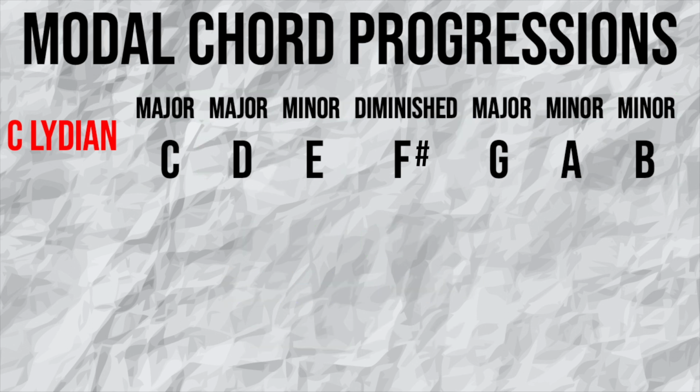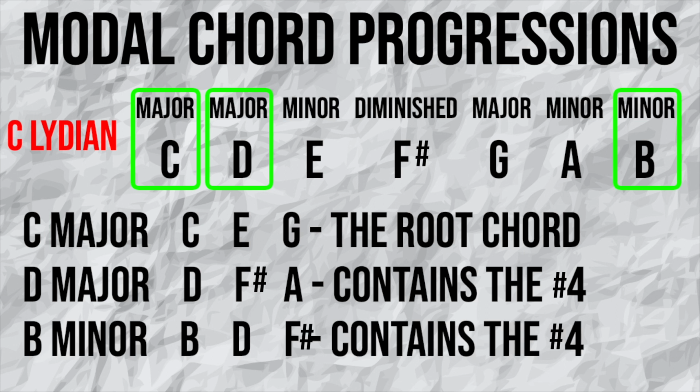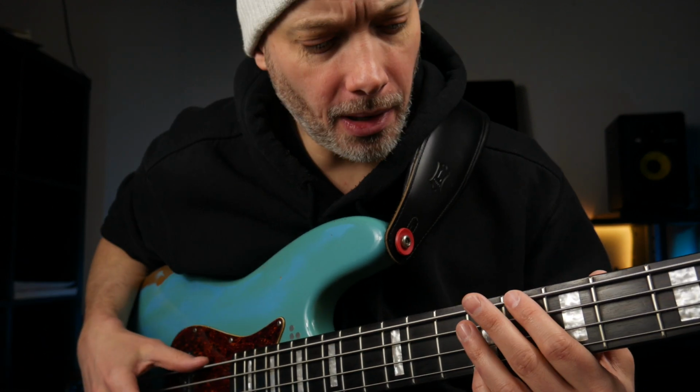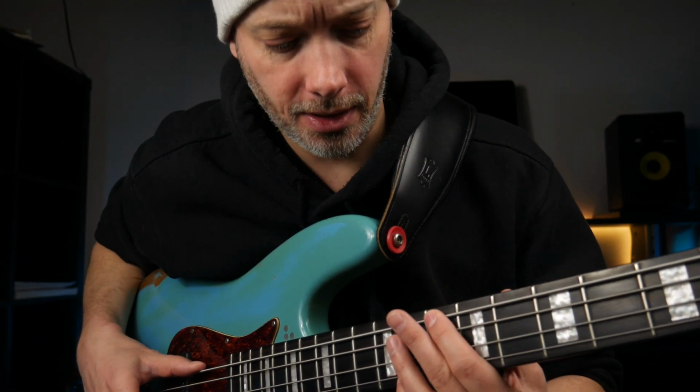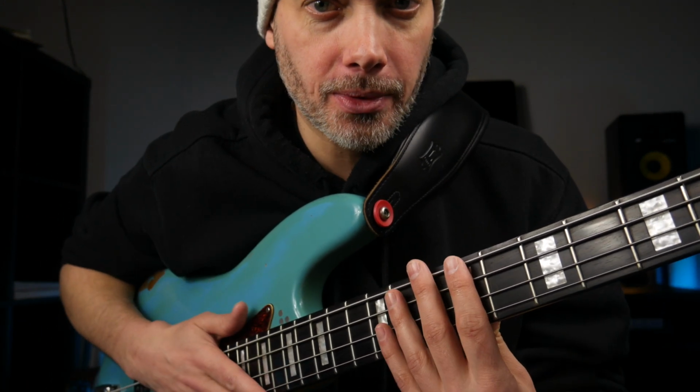In C Lydian, the primary chords are C major, D major and B minor, as they all contain that F sharp, the sharp 4. So if we use these chords, we will have our Lydian sound. To demonstrate this, I'm going to use a loop pedal. I'm going to play 2 bars of C major, 1 bar of D major and then 1 bar of B minor. We could also throw one of those secondary chords in, but I'm just going to stick with these 3 for now.